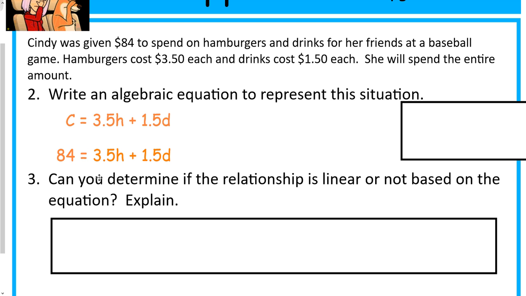Can you determine if the relationship is linear or not based on the equation? Yes, you can, because none of the variables have an exponent that's bigger than 1. Right? If we had a 2, for example, on the h, then it would be a quadratic. But this is definitely going to be linear.